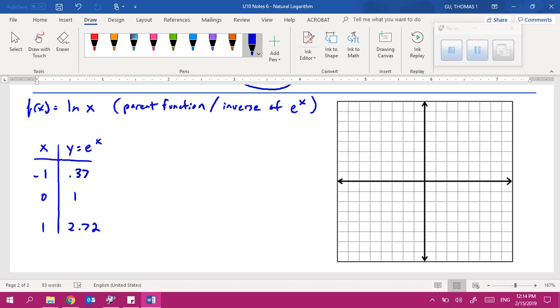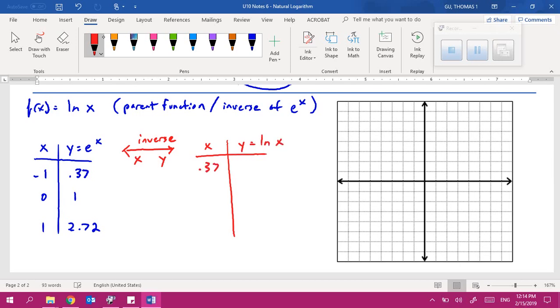Now, we're not graphing that. We're graphing ln of x, which is the inverse. So what are we doing for the inverse? Right, and then what are my y's? Very good. Yes, so these are the basic points for the parent function, y equals ln of x.